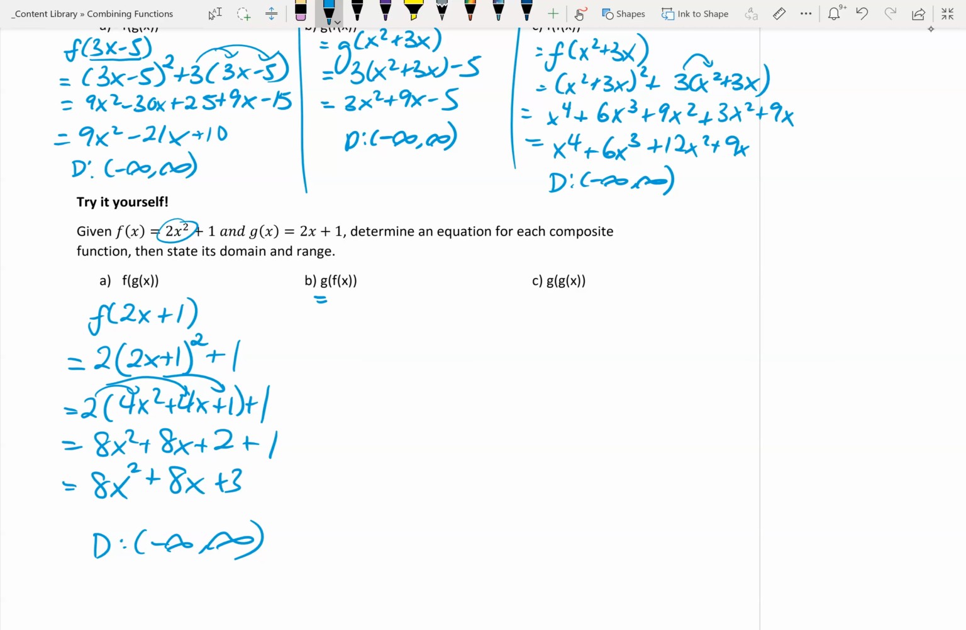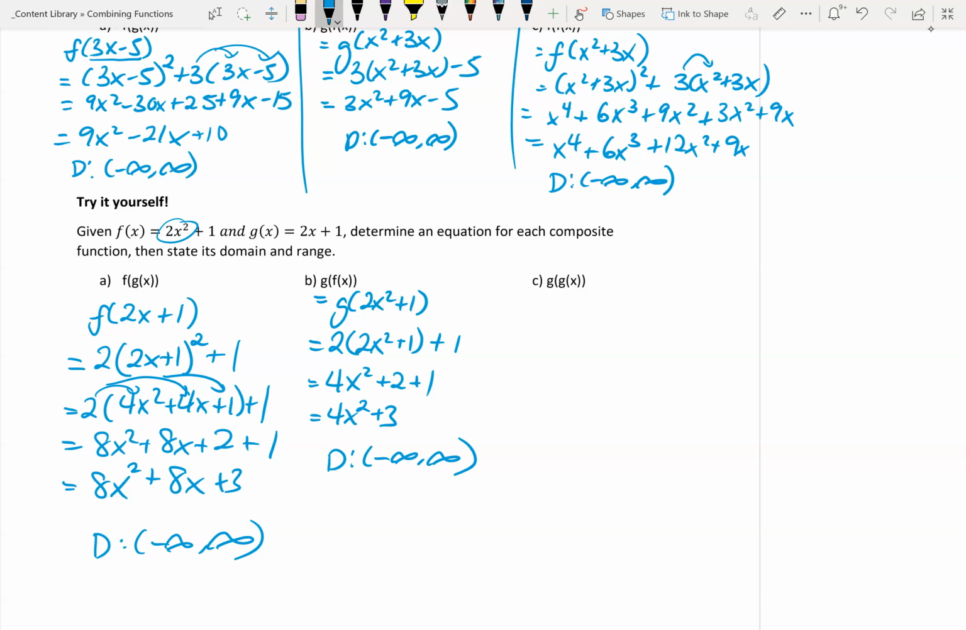For g of f of x, our f of x is 2x squared plus 1. Our g is 2 times whatever was in that bracket, then plus 1. Multiply, this is 4x squared plus 2 plus 1. Final answer is 4x squared plus 3. Our domain is negative infinity to positive infinity because this is a quadratic.